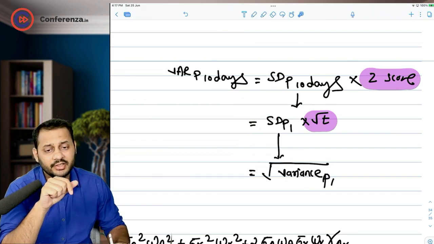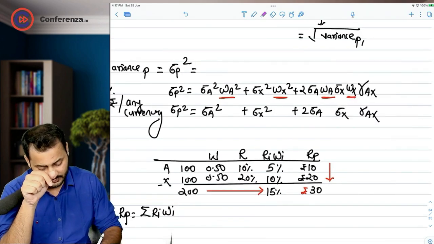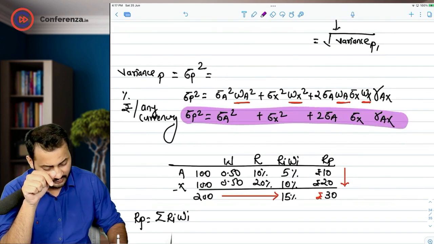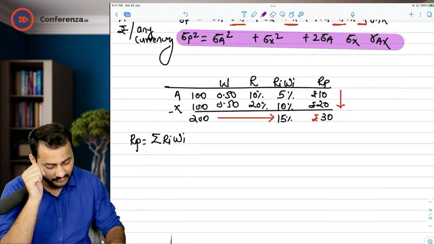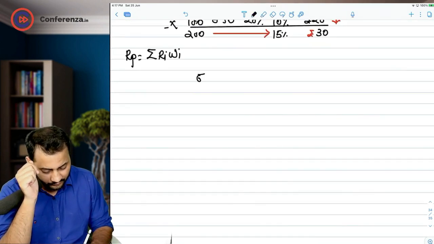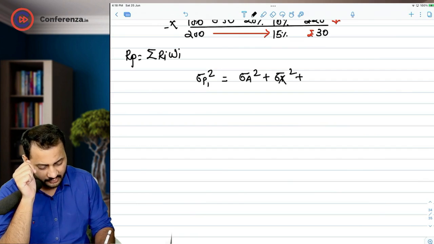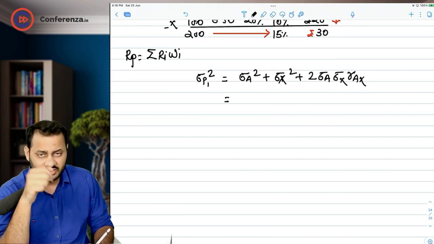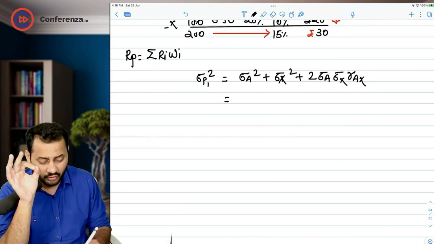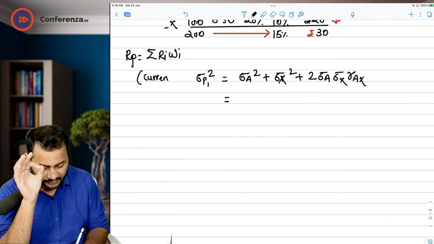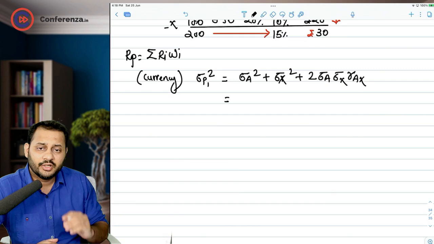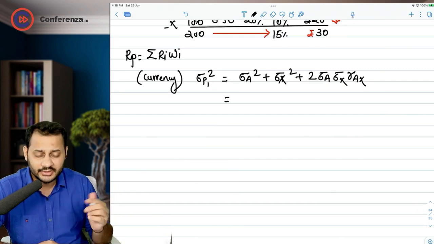Now how to calculate the variance of the portfolio for 1 day? This is the formula. Variance of the portfolio for 1 day is equal to standard deviation of a square plus standard deviation of x square plus 2 into standard deviation of a, standard deviation of x, r a x. What is the standard deviation of a? This is all in terms of currency, not in terms of percentage. Please understand, you will have to take all the figures of standard deviation in rupees, right?